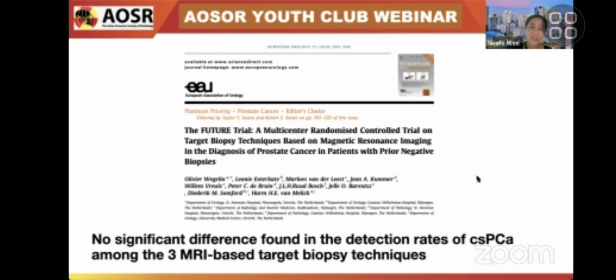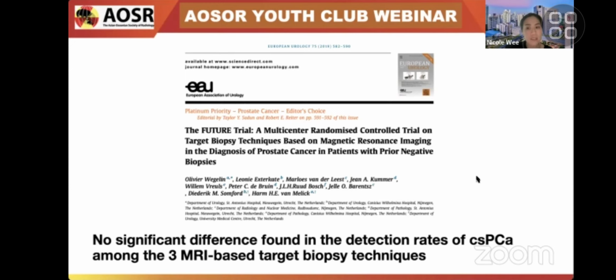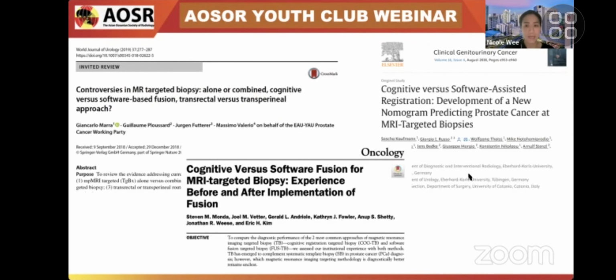And all patients actually underwent 3T multiparametric MR and were scored according to PI-RADS. So if the imaging demonstrated lesions with a PI-RADS score of 3 and above, these patients were then randomized to one biopsy technique, be it the in-bore MRI method, the cognitive method, or the fusion biopsy technique. And this study actually found that there was no significant difference in the detection rates of clinically significant prostate cancer amongst all 3 techniques.